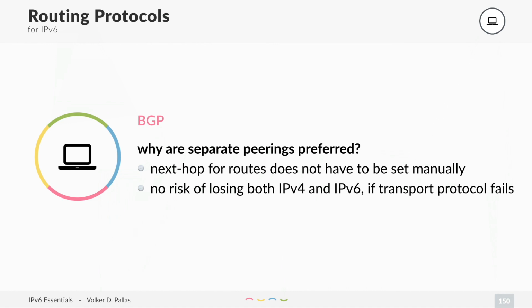And also, if you lose IPv4 connectivity somehow, IPv6 is also gone. So please configure separate peerings. It makes it more scalable, it makes it more reliable, and you don't have to set the next hop manually.